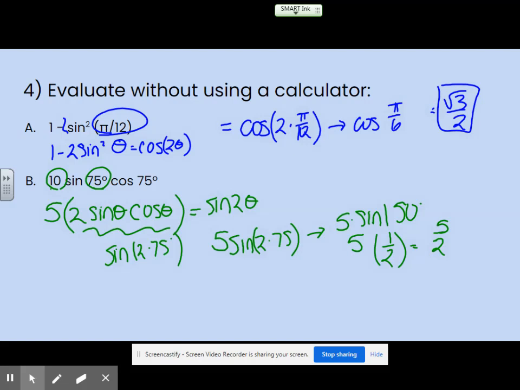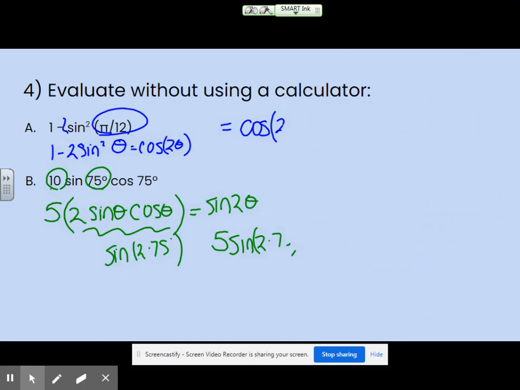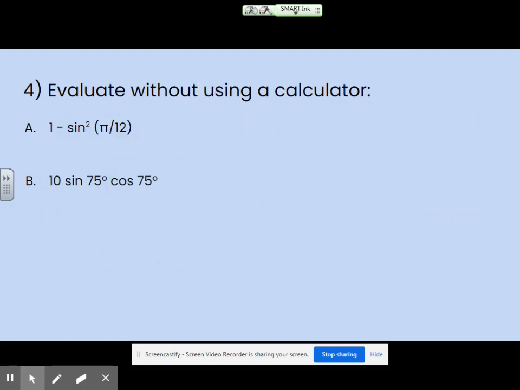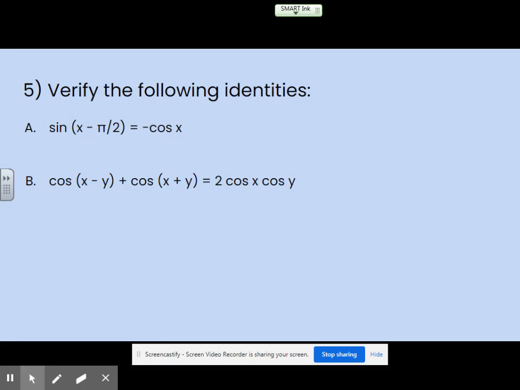All right, I'll give you just one last second to check it out, pause, etc. And I'll try and erase for real this time. Cool. All right, last one.